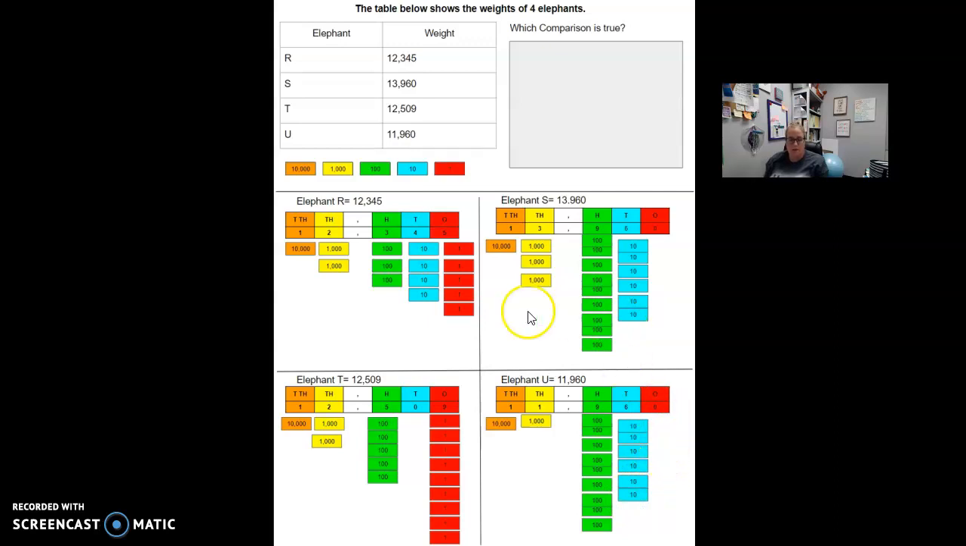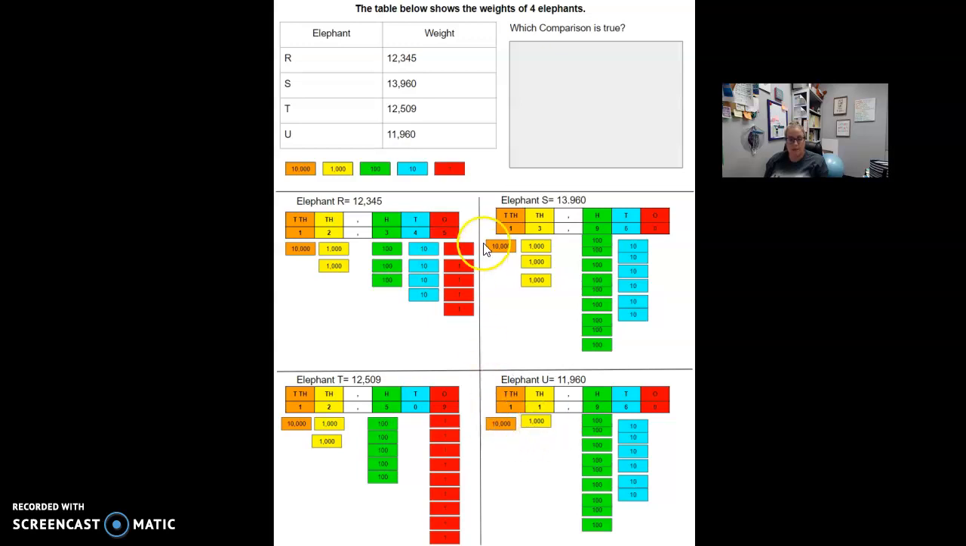So I want you to turn and talk to somebody. What is something that you notice about all 4 of these elephants? Turn and talk to somebody. All right, come back to me in 3, 2, 1, 0. Eyes and ears on me. What is something that you notice about these elephants?